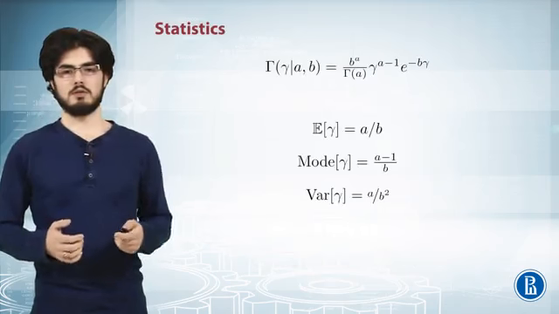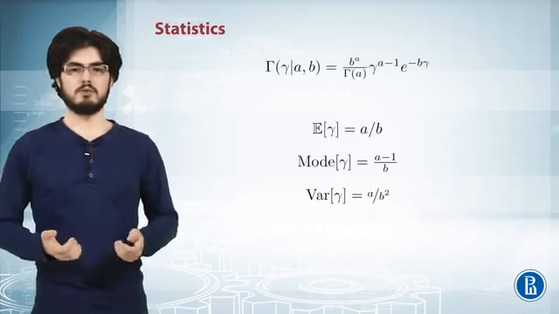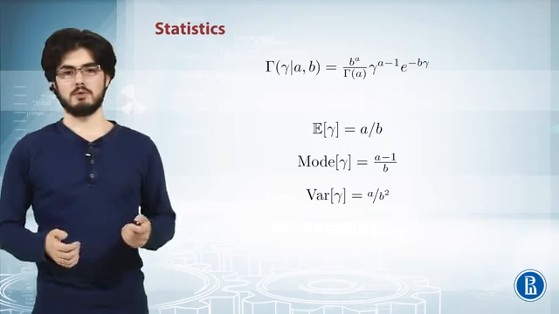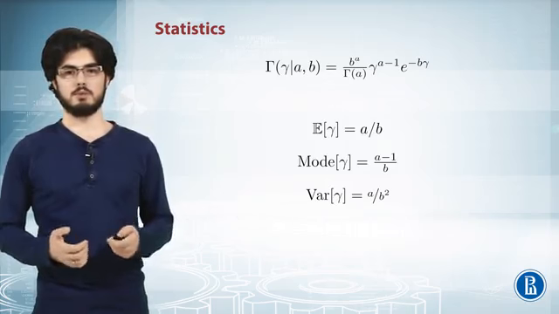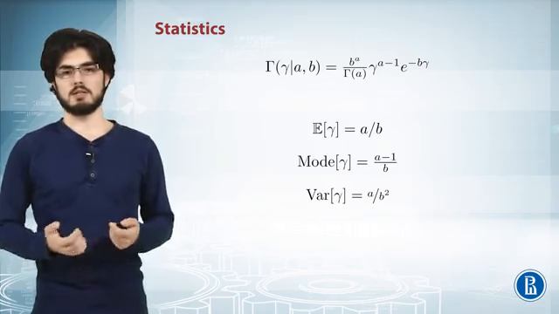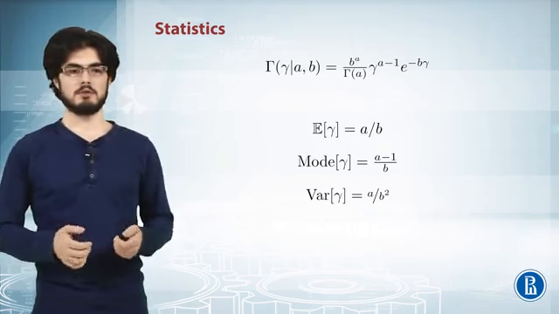Its statistics are given as follows. The mean value equals a over b, the mode is a minus 1 over b, and the variance is a over b squared. Let's see an example of how we can apply the gamma distribution to model real things.